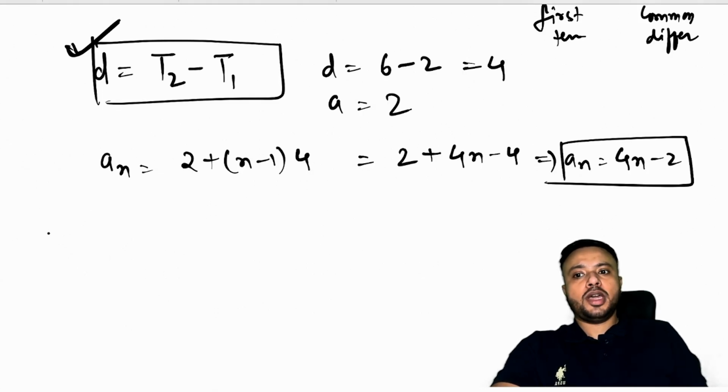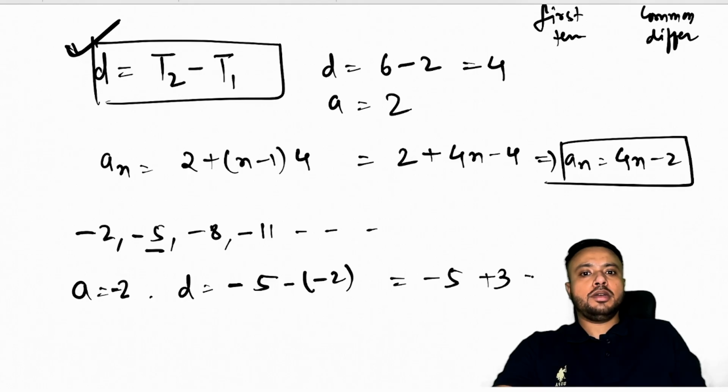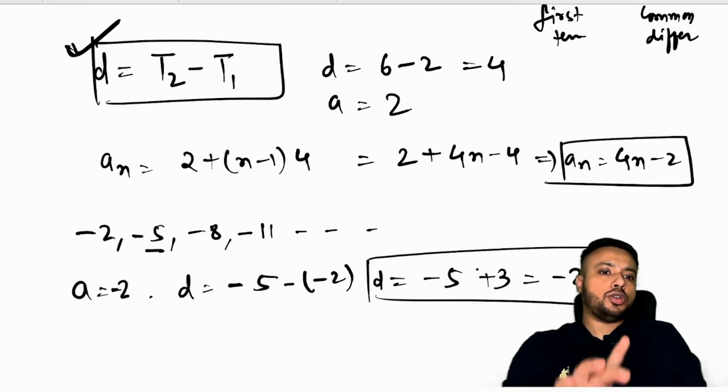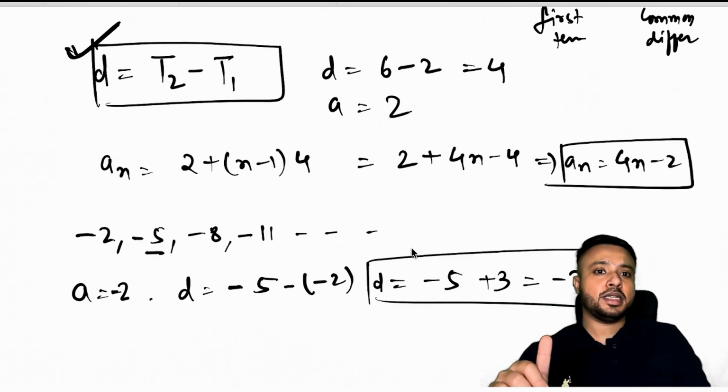So now let's say we have another sequence which is -2, -5, -8, -11, and so on. Here you need to understand the first term is -2 and the common difference is t2 minus t1. So it will be -5 minus (-2). So I'm doing t2 minus t1, guys. So -5 plus 2, which is equal to -3. So the common difference here is -3, guys, not 3. If you do t1 minus t2 by mistake, you're going to get your answer as 3.